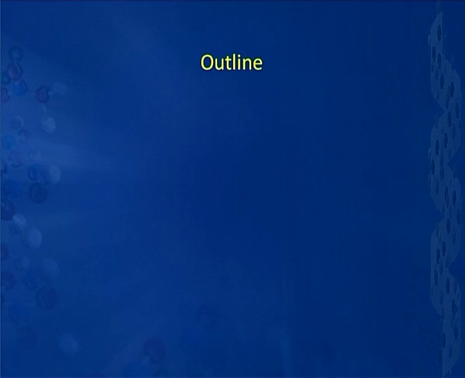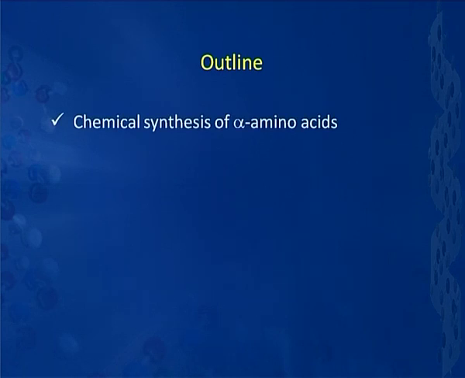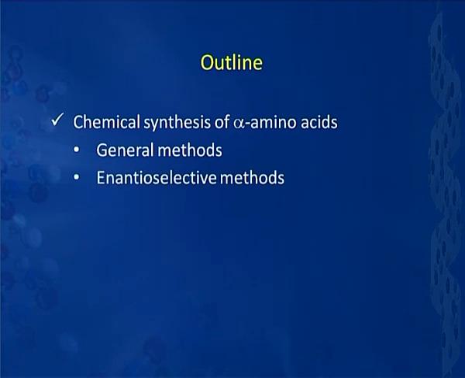In today's session, we will move further on and talk about the chemical synthesis and the reactions undergone by alpha amino acids. The session is planned as follows: we will make a beginning by talking about the chemical synthesis of alpha amino acids. Herein, we will try to put the synthetic methods in two groups. First, we will talk about the general methods, and then thereafter, we will take up one example of an enantioselective method of synthesizing alpha amino acids.